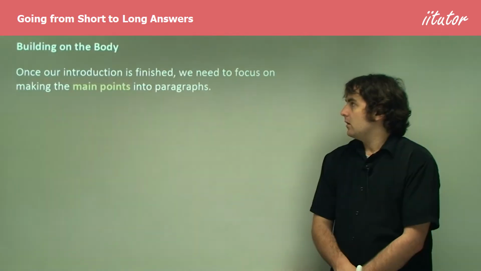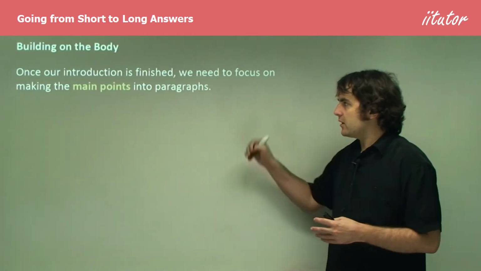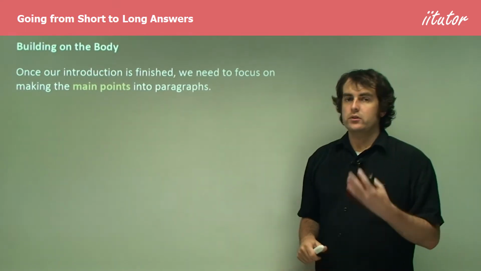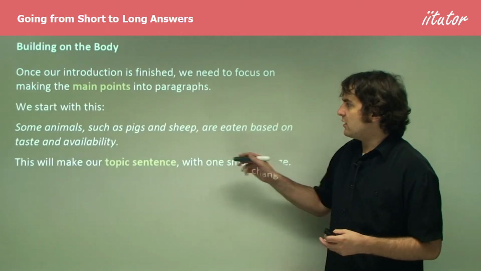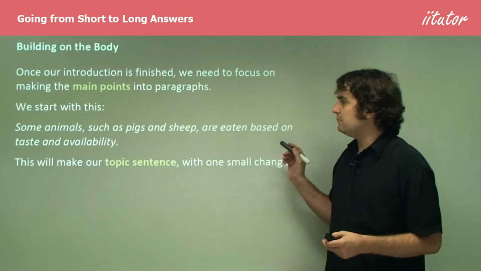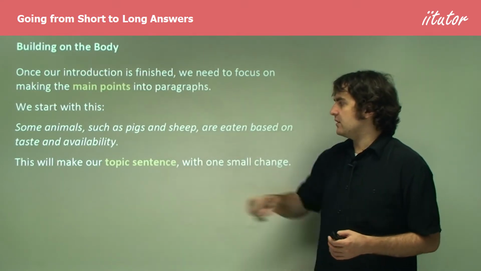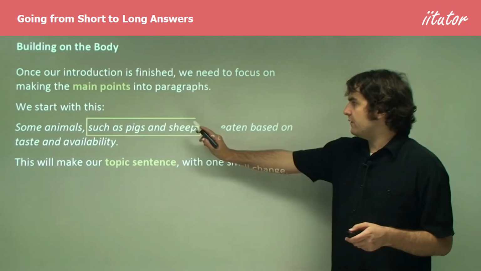So let's do that. Okay, so now we're just going to go straight into the body. After we've done our intro, we can pretty much go straight into what our main points are, and we can go into the point that we're going to use. So we're going to use one of the two that we had, and we're going to use this one. Some animals, such as pigs and sheep, are eaten based on taste and availability. Now this will pretty much be our topic sentence straight up, although we're going to make one slight change before we do.